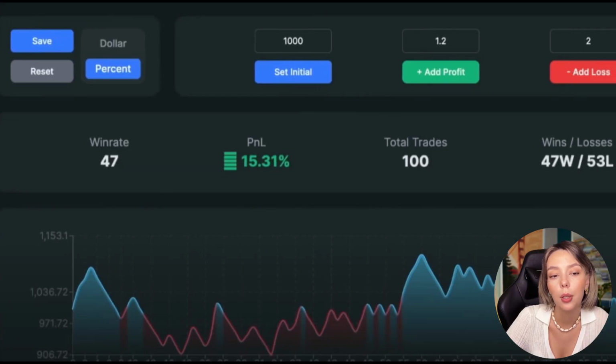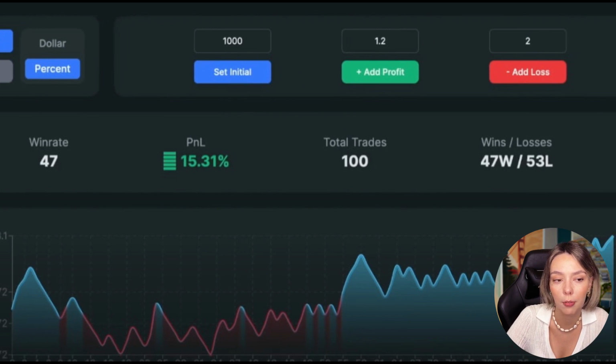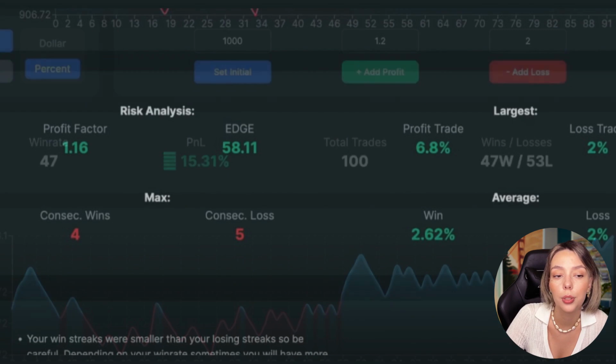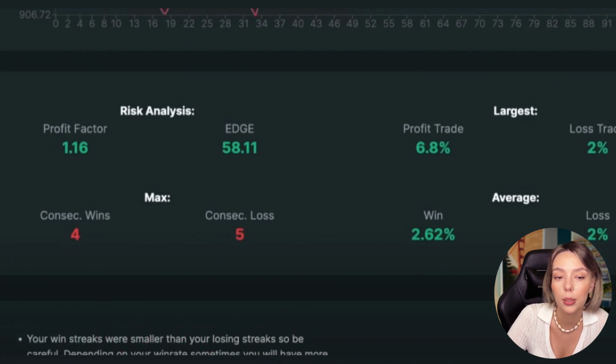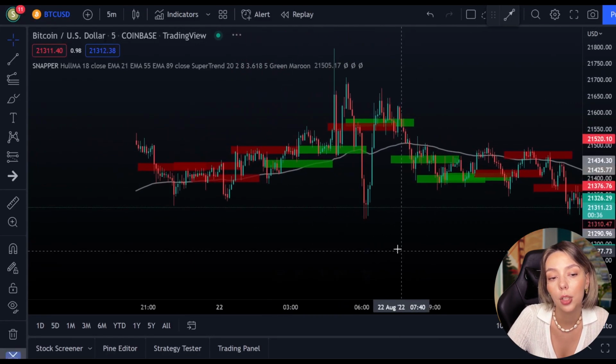Okay, so after 100 trades, we see that the win rate for the strategy is only 47%. I found those setups within 2 weeks. We also increased our account size by 15.31%. The profit factor is only 1.16, and we had 4 wins in a row against 5 losses in a row. So yeah, the results are pretty average, but the strategy is making money.